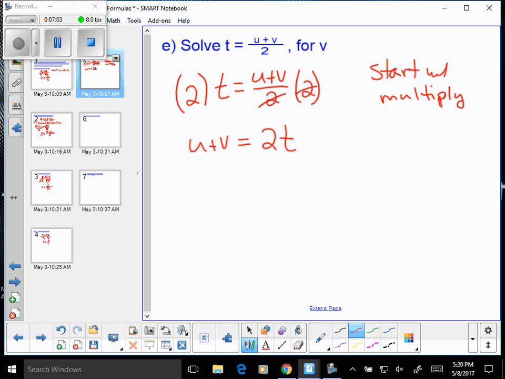Now, I don't want the u, but this says that it's been added. U plus v is the same thing as v plus u. So I'm going to take u plus v divided by u, and if I subtract u on the left side, I have to also subtract a u on the right side. U minus u gives me 0 and leaves me with the v. I cannot simplify this right side any farther, so I copy it down. 2t minus u.